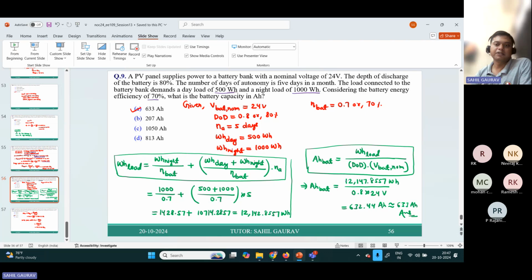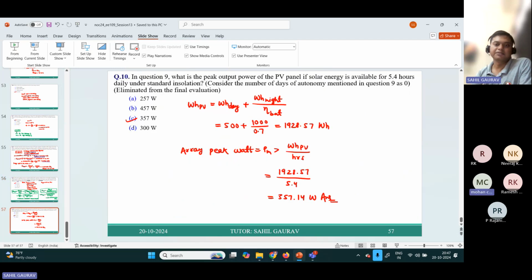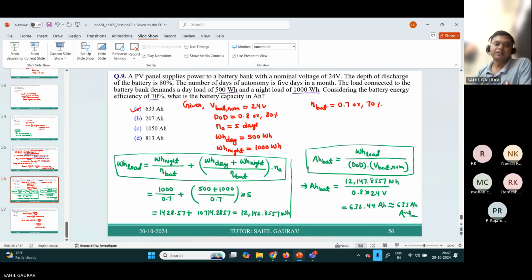And this ampere hour value of battery will be this WH load, the energy requirement by the load, upon depth of discharge into the nominal voltage. So we'll get this ampere hour rating of the battery. So this problem is from designing of battery. So here both these autonomous days are considered and the efficiency of batteries is considered.